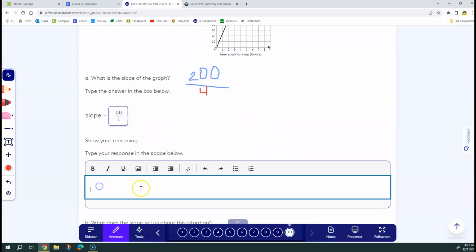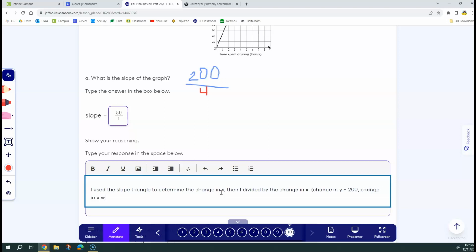Show your reasoning. Okay, well, I used the slope triangle to determine the change in Y. Then I divided by the change in X. So change in Y was 200. Change in X is 4. 200 divided by 4 equals 50. There we go.